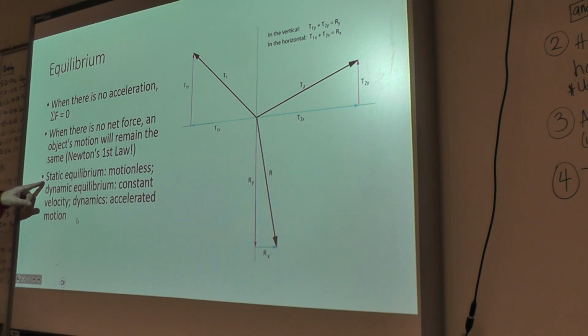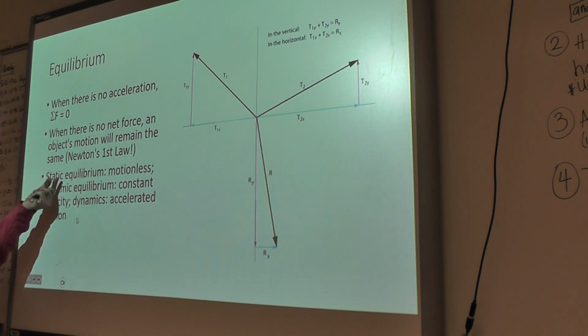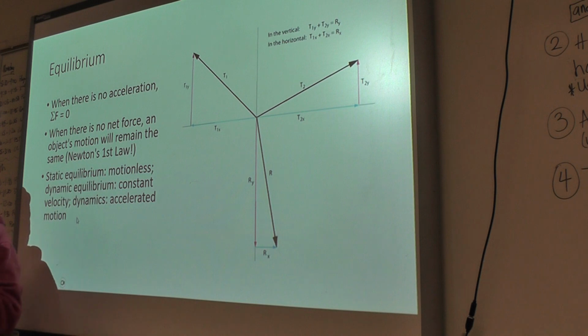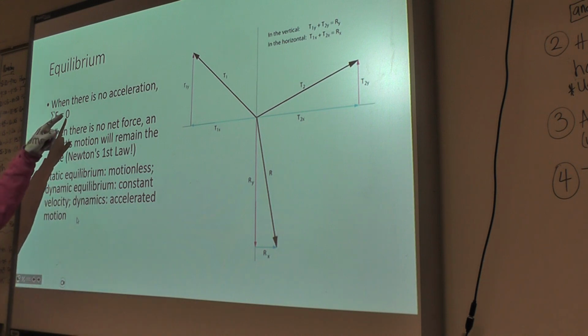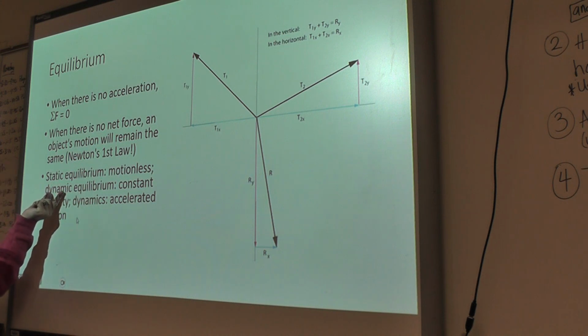The vocabulary here is unfortunate. I'm going to say this quickly, we'll come back to it. When we talk about objects that are not moving at all and stay not moving, we say that those objects are in equilibrium because all the forces are balanced. We say that it's static equilibrium because it's not moving. If we have something moving at a constant velocity, its acceleration is zero, it's still in equilibrium, but we say it's dynamic equilibrium because its position is changing.